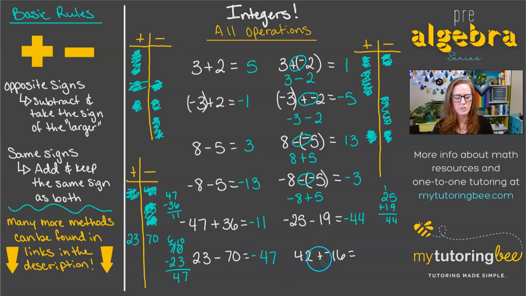Last one, 42 plus -16. Again, we can rewrite this to 42 minus 16. All right, so our 42 is positive, that's going to go here. Our 16 is negative, so that's going to go here. Opposite sign, subtract. 42 minus 16. Let's do some regrouping. 12 minus 6 is 6, 3 minus 1 is 2. So we get 26, and then the 42 is the larger of the two, and that's positive. So we get a positive 26.